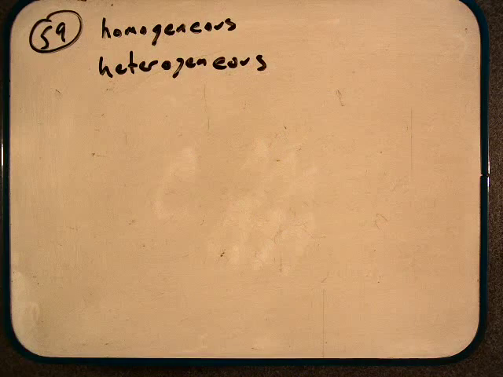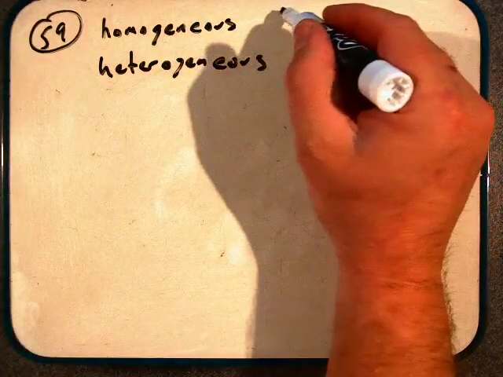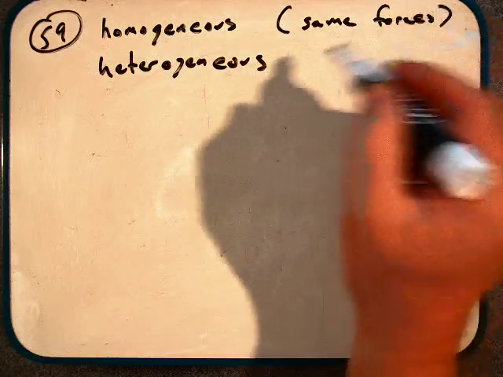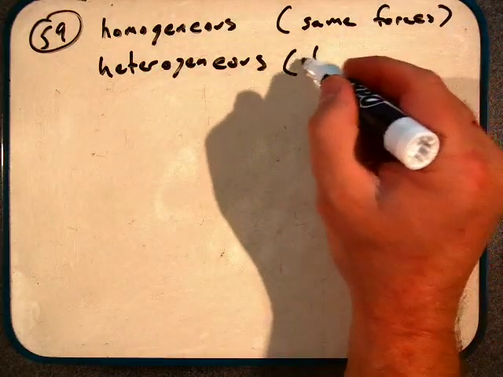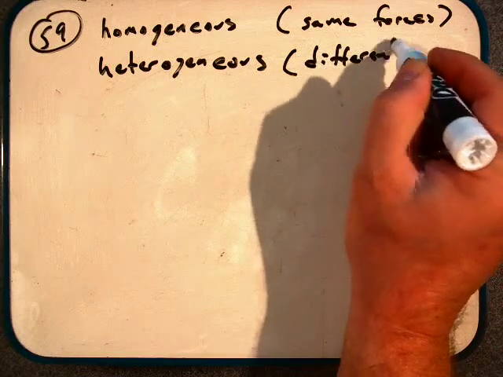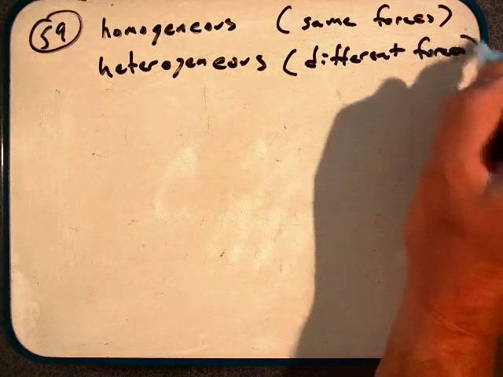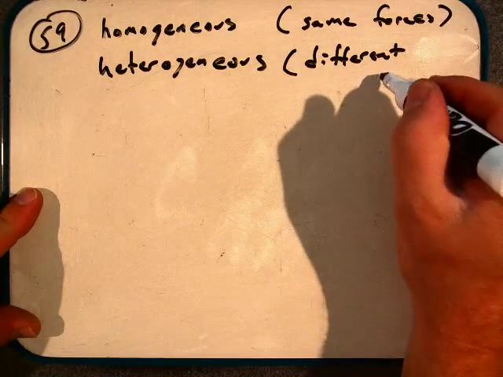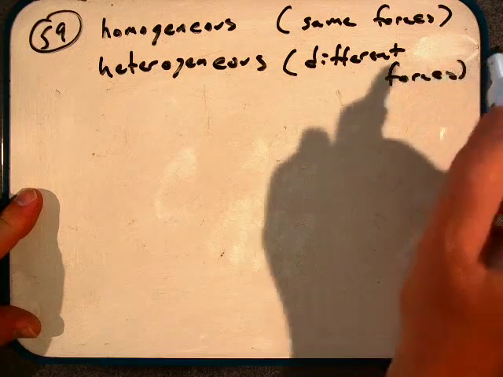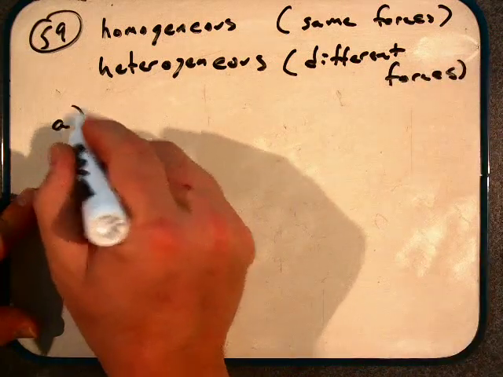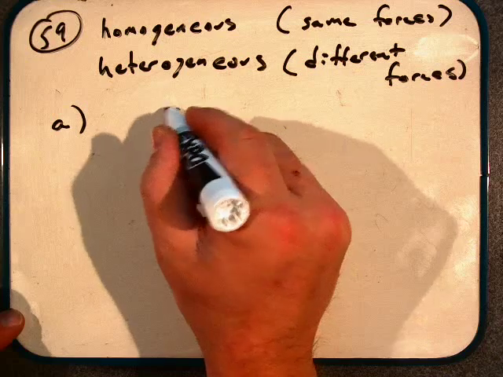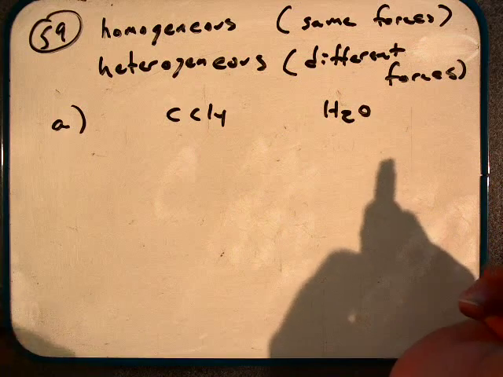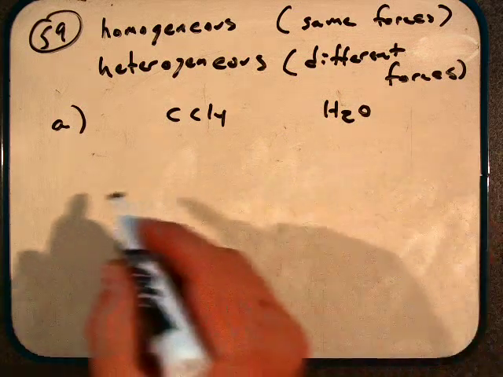And so it's really a question of forces. Homogeneous, you would have the same types of forces of attraction, while with heterogeneous, you're going to find that these are going to be different forces present in the two molecules. And so let's look at part A. Part A looks at carbon tetrachloride and H2O, and whether we're going to get a homogeneous or heterogeneous solution.